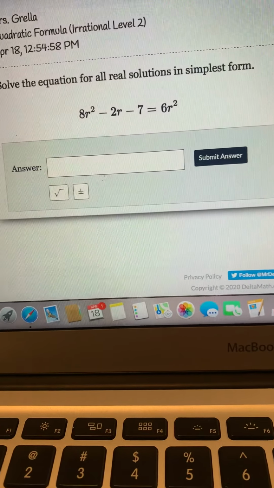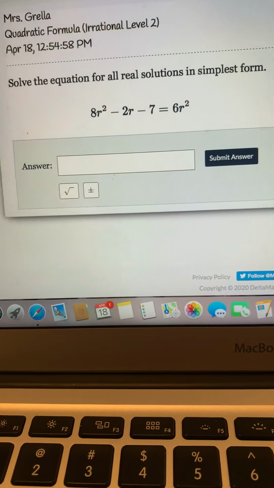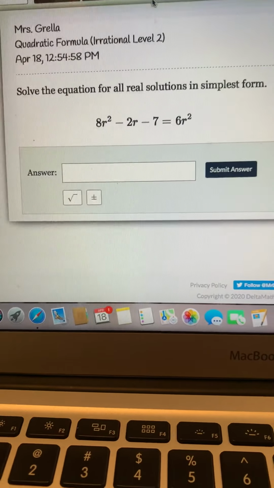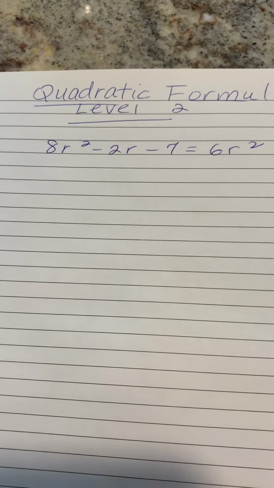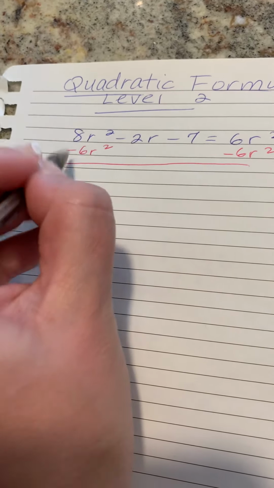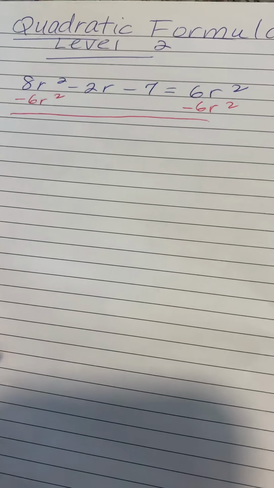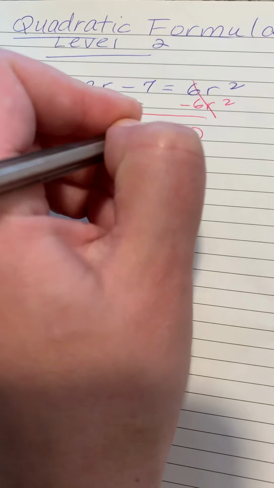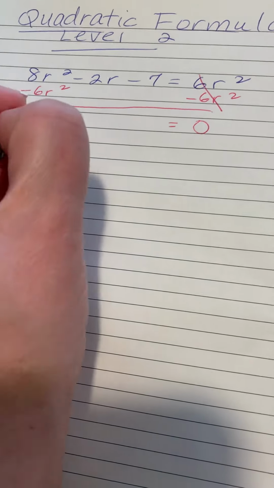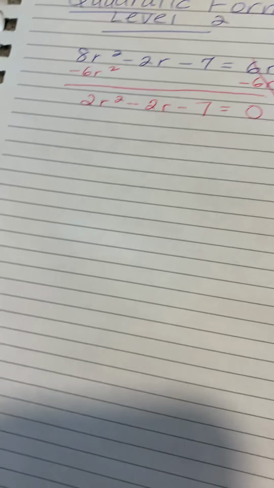So let's take a look at this problem in front of us. All right, they're using r instead of x, but it's the same thing. It's a quadratic equation, and when we have a quadratic equation, we have to set it equal to 0. So it's not equal to 0, it's equal to 6r squared. So we need to do the opposite of 6r squared in order to set it equal to 0. I do like that my exponents are in descending order like they're supposed to be, going from highest to lowest. So we're going to get 0 here. These can combine to 2r squared. So we're basically left with this, and now we're set equal to 0.